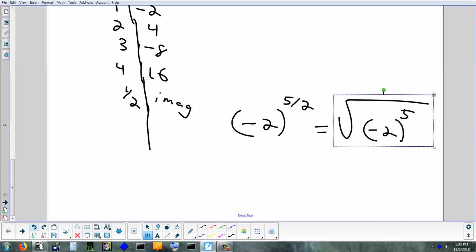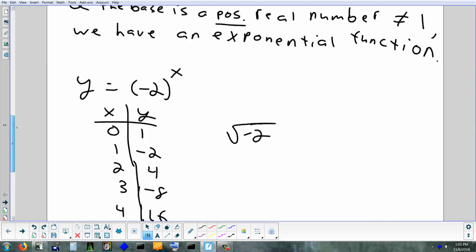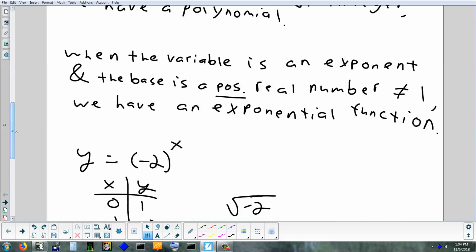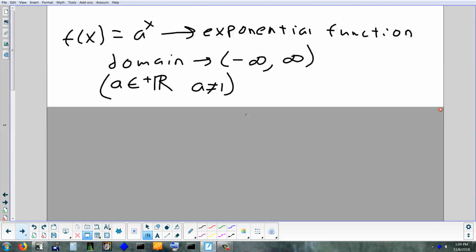But then other fractions you could. So it's just a mess. If you try graphing that, you won't even get a picture on the screen. It doesn't graph it at all. So make sure your base is positive, but not 1.